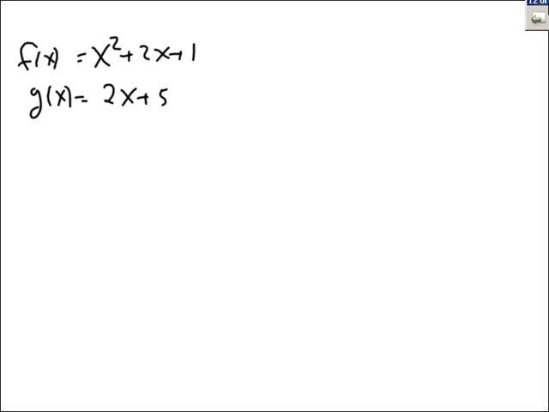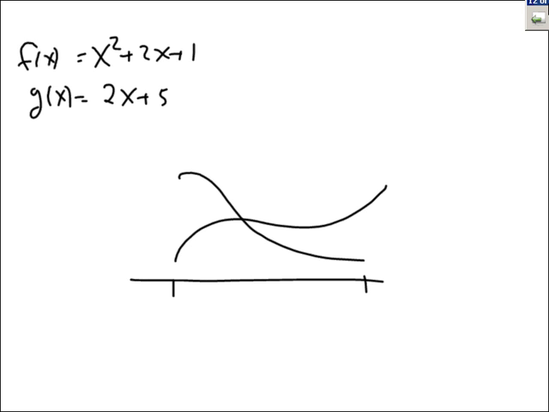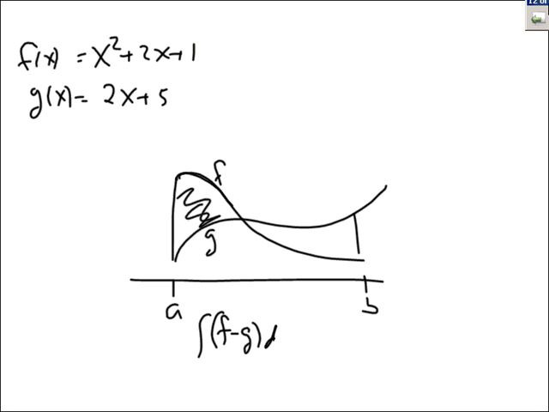Now, when I say you have to graph these, that's not necessarily true. Suppose you have one graph and another graph, and you want to integrate from A to B, that is, you want this area. Here, this is F, this is G. In this area here, it's going to be F minus G, and the integral of that.